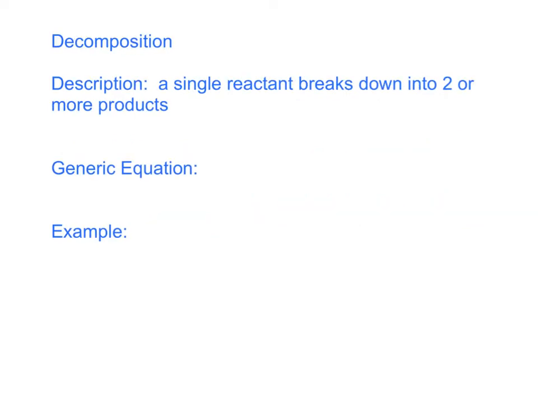So the second reaction type we're going to cover is called decomposition, which is really the exact opposite of a synthesis. In this reaction, we're going to have a single reactant substance, and then the reaction breaks it down into 2 or more product substances. So the generic equation for this one would be AB yields A plus B. And obviously that would need to be balanced.